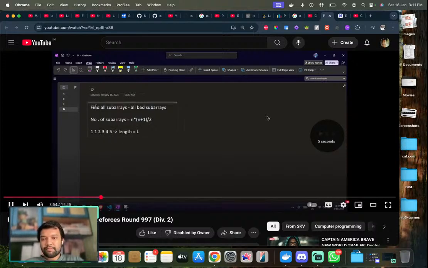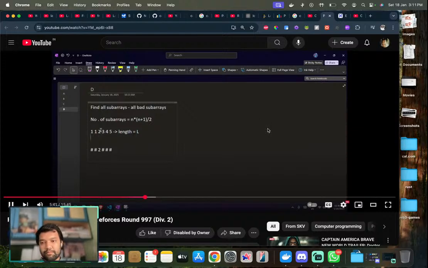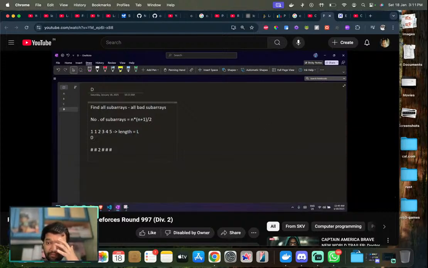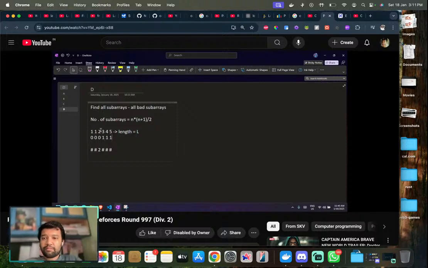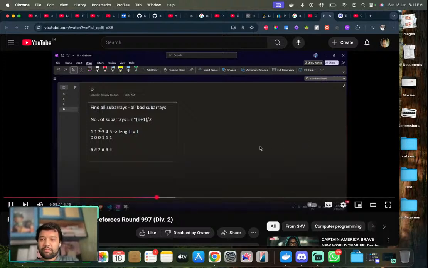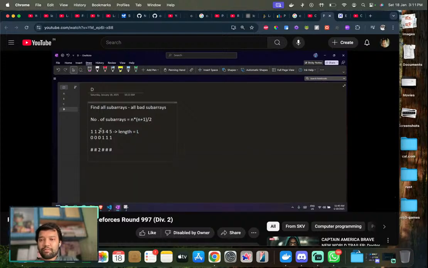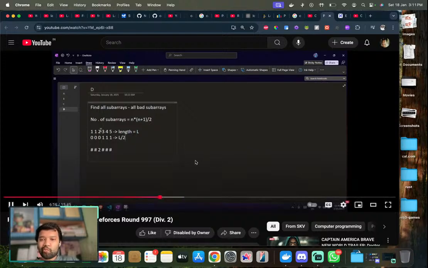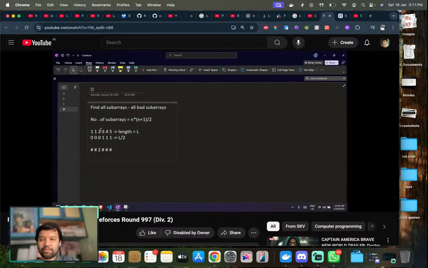Take an element x, say 2. Any element less than or equal to 2, replace it with 0, and all the elements greater than 2, replace with 1. So now you can see that a bad subarray has a very unique property: the sum of this array should be equal to L by 2. If the array is good, then the sum should not be equal to L by 2.